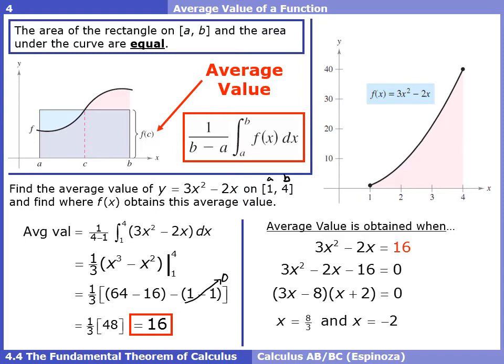When you solve both of those factors equal to 0, you'll get two values, 8/3 and -2. One of these values doesn't apply, and I think you can see real quick that -2 doesn't apply because it's not in our interval. It's not in the window of 1 to 4. So the x value that the rectangle has a height of 16 at is at 8/3. And now visually you can see if I draw that rectangle in, the area of that rectangle and the area under the curve from 1 to 4 have the same area.